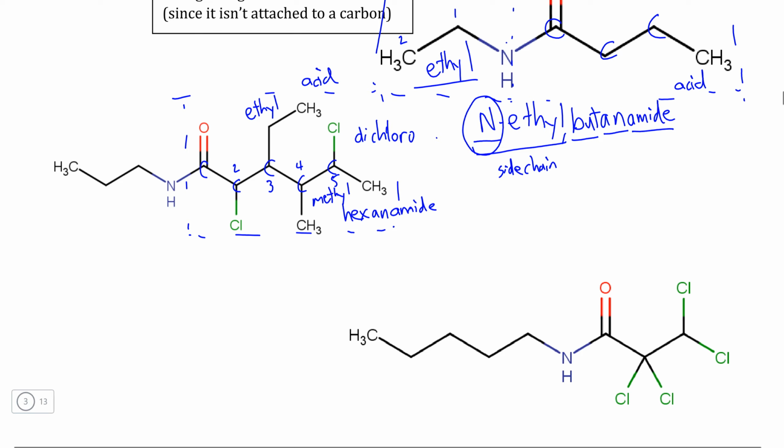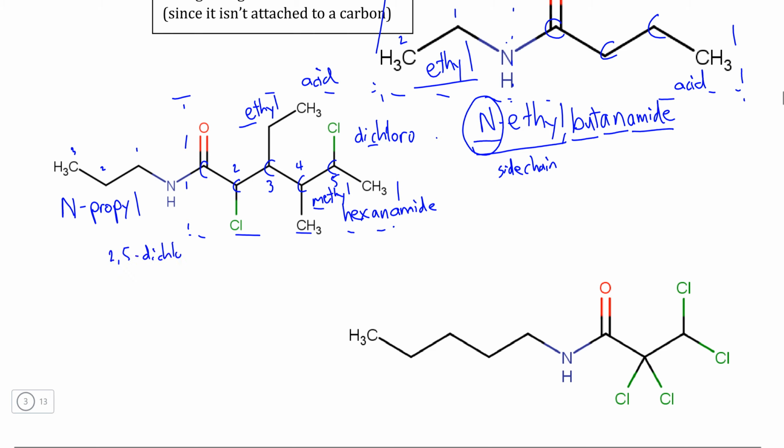Which brings us to the side chain that is located on the nitrogen of the amide. We can see that there are 3 carbons here, and therefore we would designate this as N-propyl to indicate that we have a 3 carbon long side chain that is attached to the nitrogen of our amide. And now that we've identified all of our side chains, the alphabetical order remains the same.